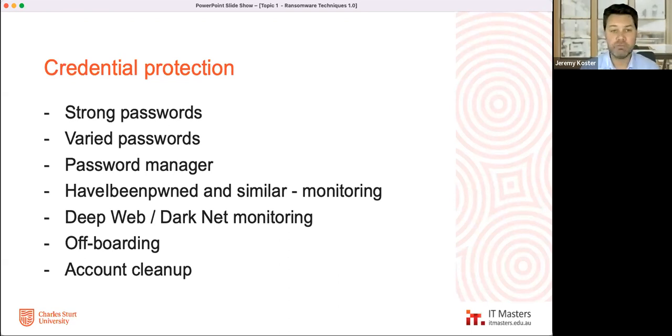Then you can put multi-factor authentication on that password manager. You can tie it into a hardware token. You can do things that are a higher level of security.